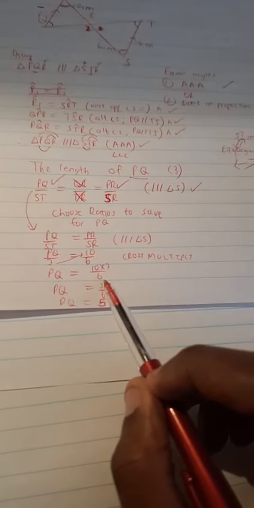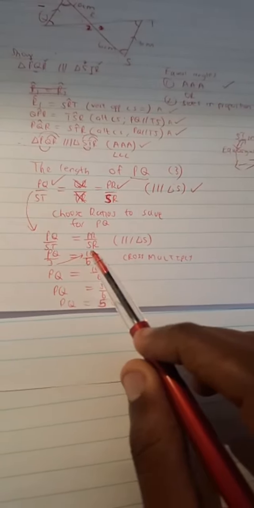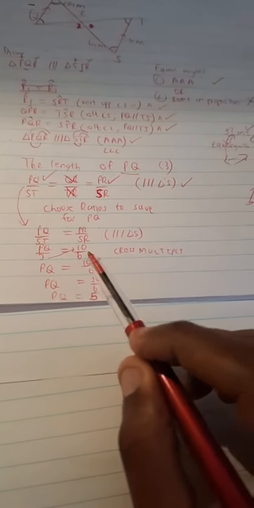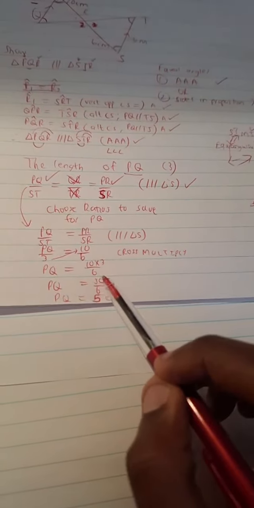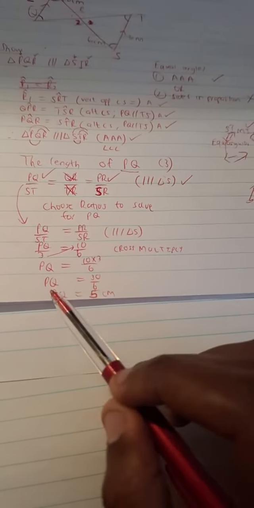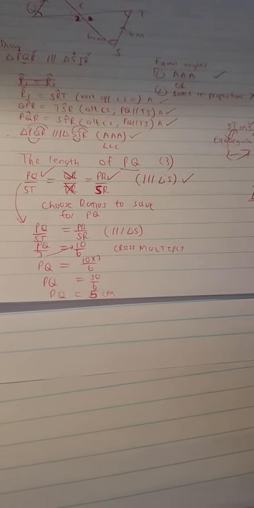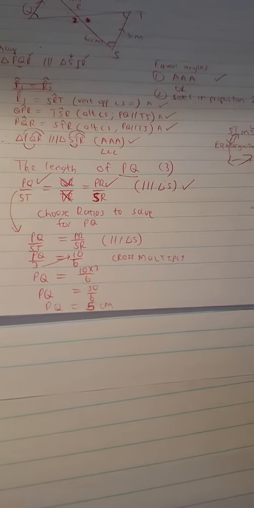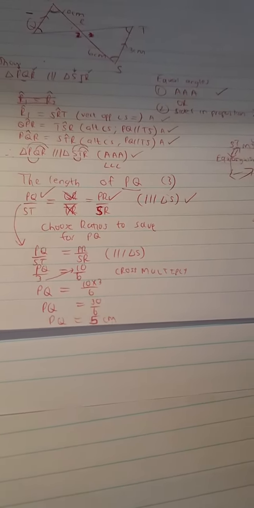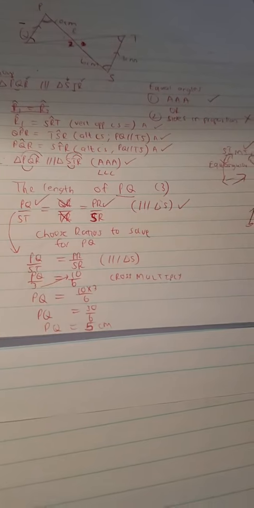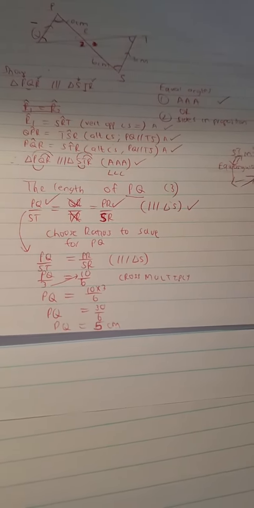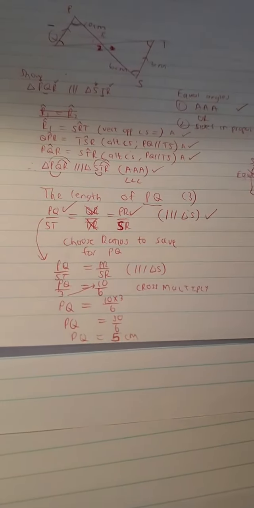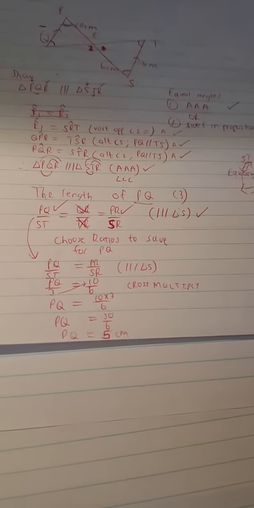So that's what happens. I cross multiply 10 times 3, leaving PQ alone. 10 times 3 is 30. 30 divided by 6 is 5. So PQ is equal to 5. And that concludes my calculation. And that is the length of PQ. Okay. So please guys, similarity is not that difficult or that painful. So I think that's it, at least for today.